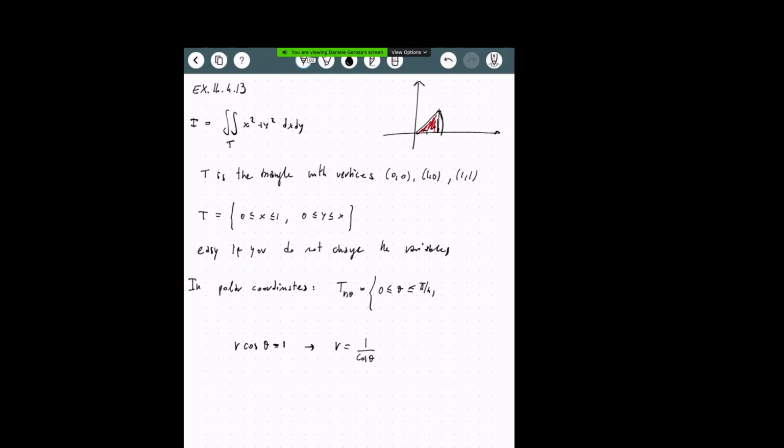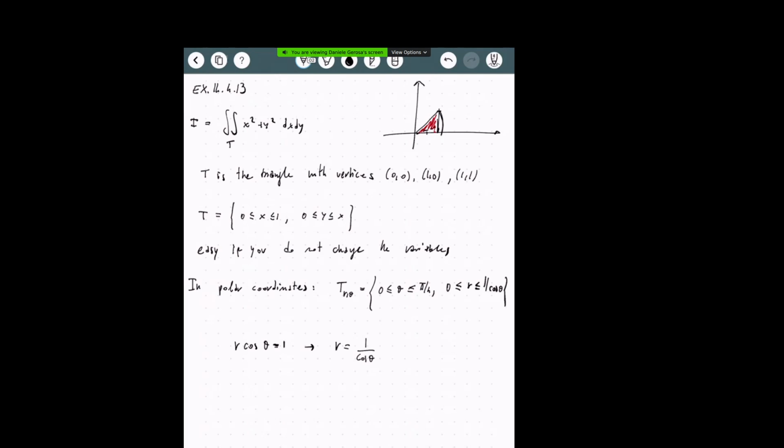Let's see, for cosine, for theta equal to 0, we have 1, and for theta equal to pi divided by 4, we have square root of 2 divided by 2, which is, yes, square root of 2. So this seems correct. So r is between 0 and 1 divided by the cosine theta.